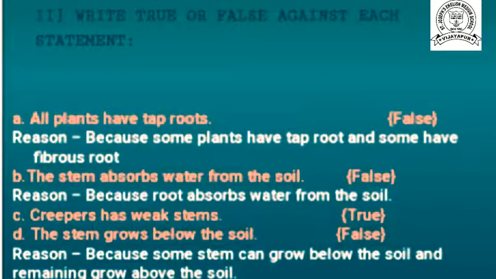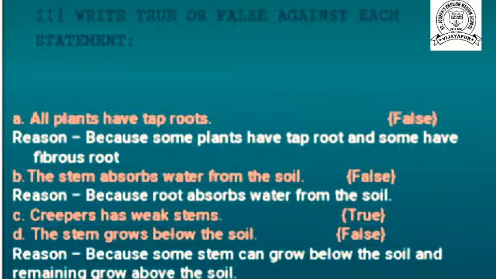Now the second one, the stem absorbs water from the soil. This statement is also false because the root absorbs water from the soil. Children, I said, root absorbs water from the soil and the stem carries the water from the root and it is supplied to all parts of the plant.